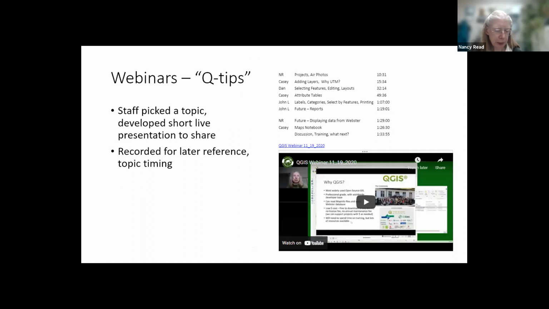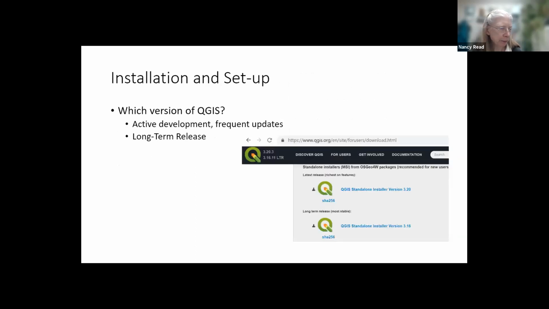We also did webinars where those of us that had been working on different aspects of Q and how it fits in our tasks would pick a topic and dig into that in more depth and then share our results with other folks. And we recorded these and made them available on the Maps notebook as well. Now, some of the things that we had to deal with right away was the question of installation and setup. Well, which version of Q?